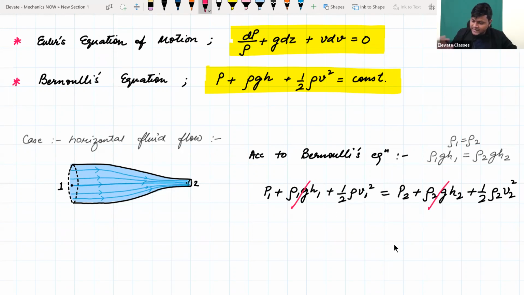All right. So I can cancel out these two terms because there's a certain symmetry to this horizontal flow. The amount of gravitational potential energy that is being gained and lost is exactly equal. So we cancel out these two terms. So all that we are left with is P1 minus P2 is equal to half rho, I am going to take as common because it's an incompressible fluid, and you have V2 square minus V1 square. So essentially we get the pressure difference between point 1 and point 2.